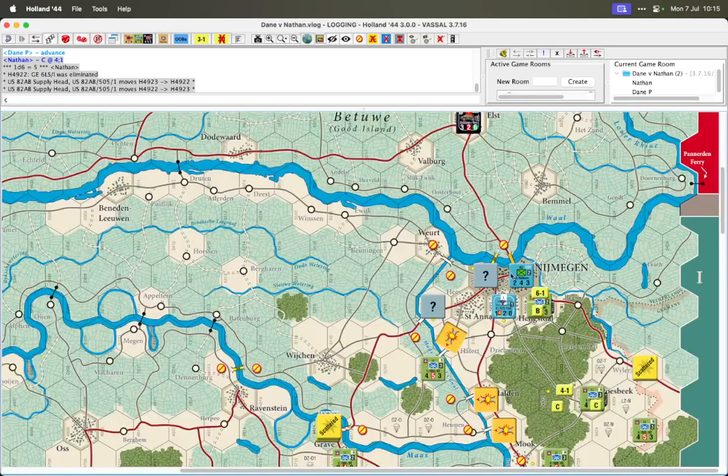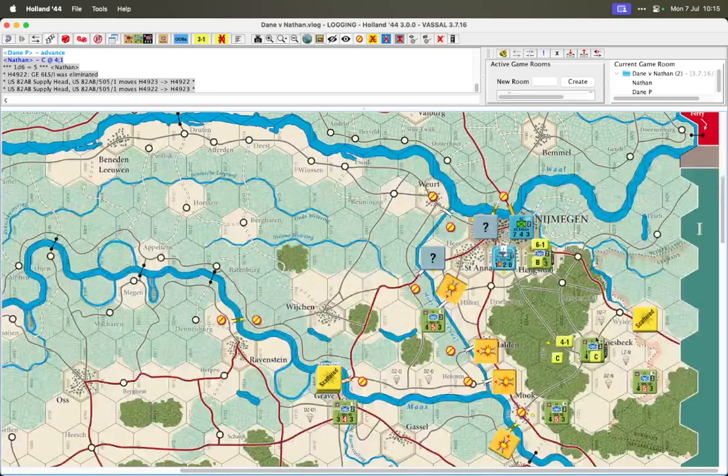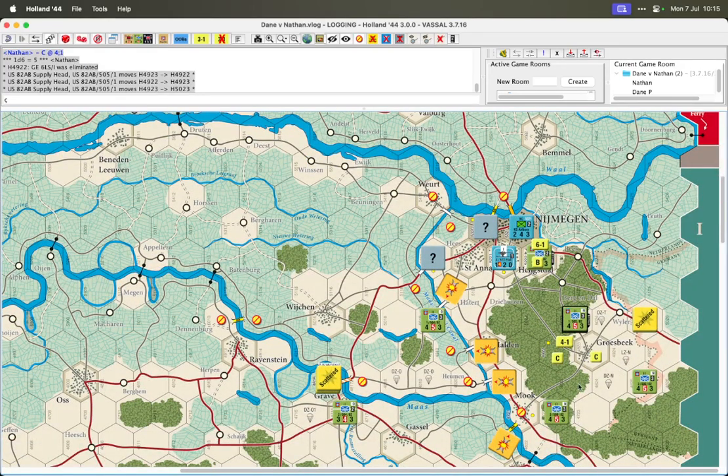All right, so they don't need help in Nijmegen? Yeah, Nijmegen. I would definitely move one hex towards Nijmegen, because that's where the action is going to be.